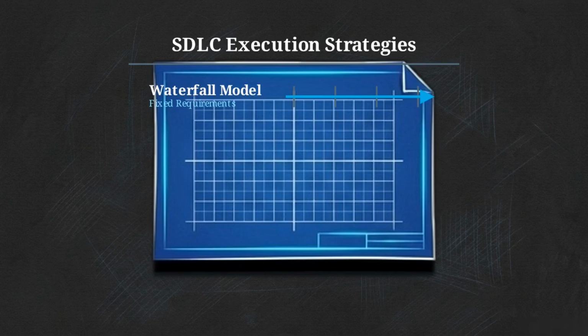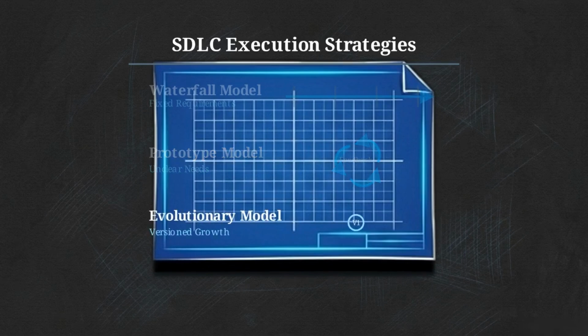The next two lines show alternatives. The prototype model uses a cyclical loop for unclear customer needs, allowing them to test a sample first. Below that, the evolutionary model uses expanding concentric circles, showing how apps like WhatsApp grow in versions over time.